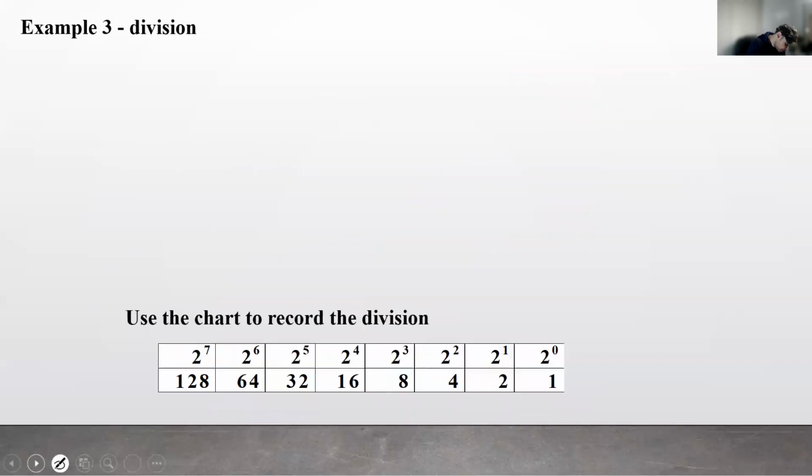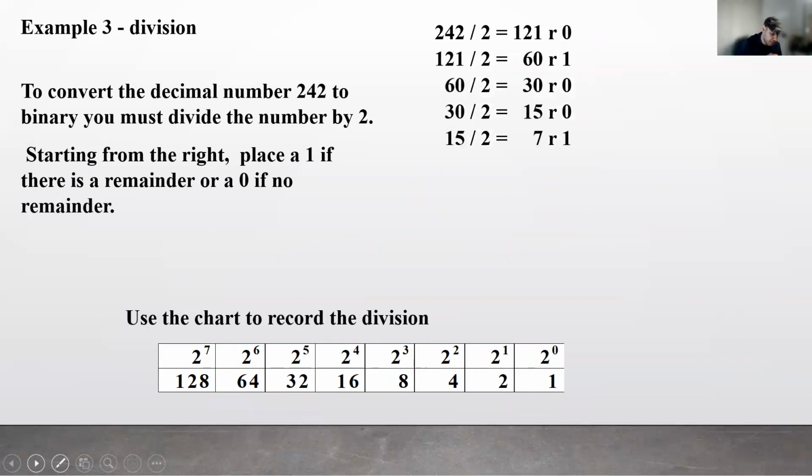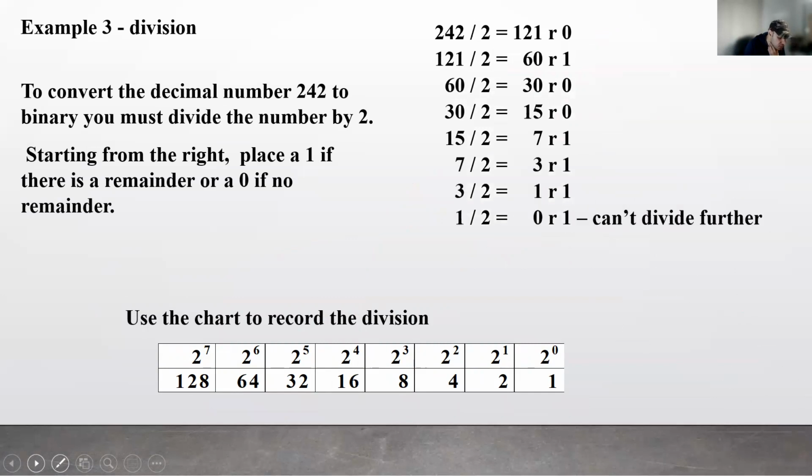The final example. It will convert to 242. Here are the steps again in animation. So 242 divided by 2 will give you 121, and the remainder will be 0. This will be our least significant bit.